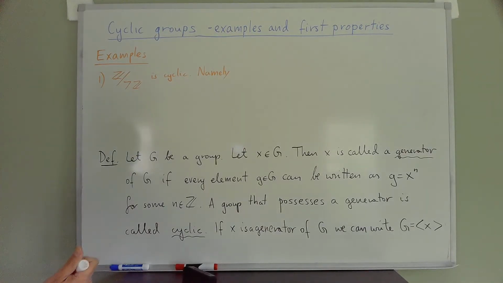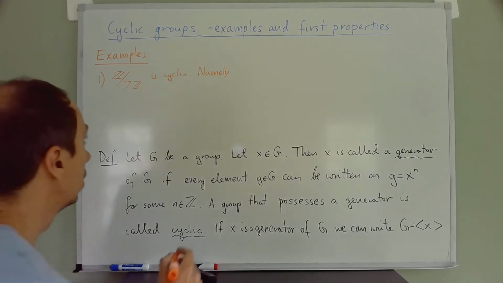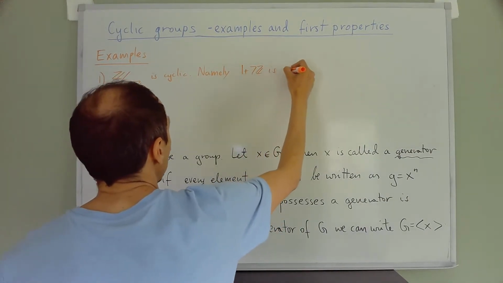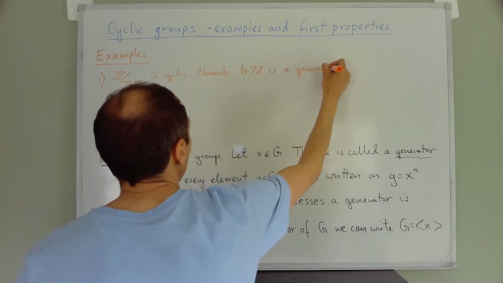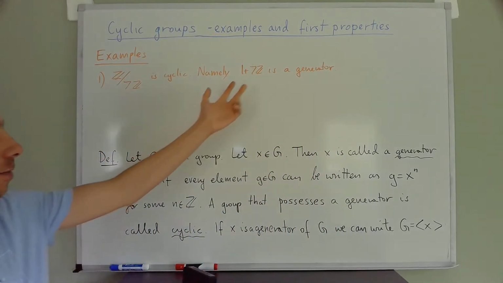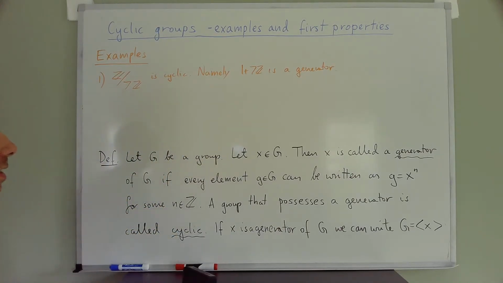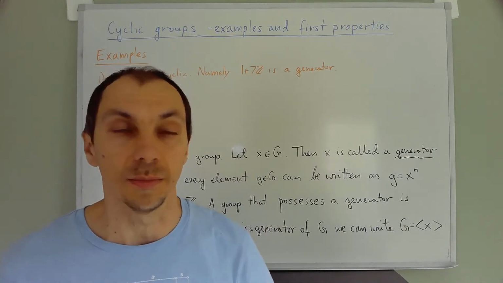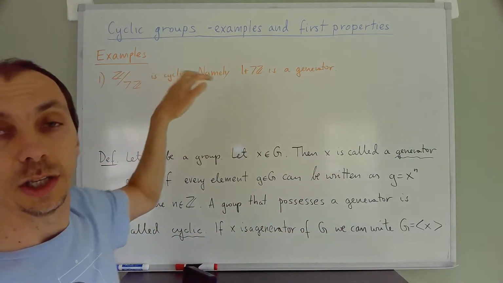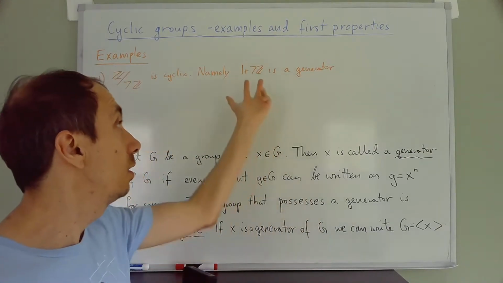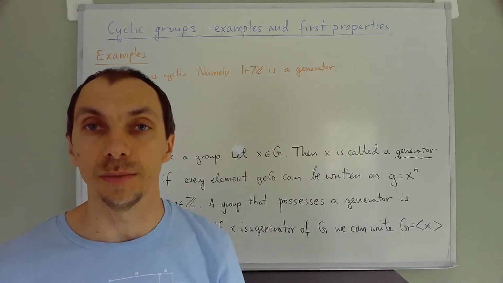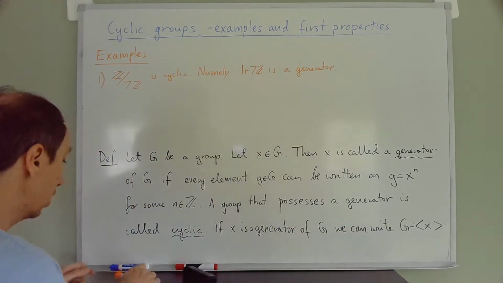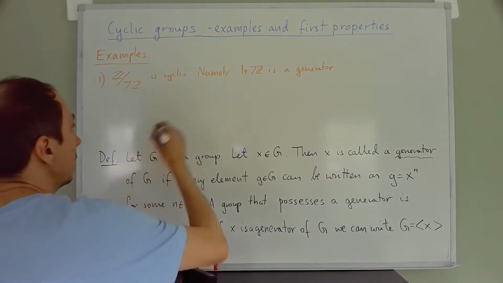Okay, so I claim Z mod 7Z is cyclic, so I have to give you a generator. Namely, 1 plus 7Z is a generator. So really, can I get every element of Z mod 7Z as a power of this? Now, what does it mean in this case to be a power of this element? The operation here is addition. So to be a power of this element means that I'm adding this element enough times to itself. In other words, I'm multiplying this element by some integer.